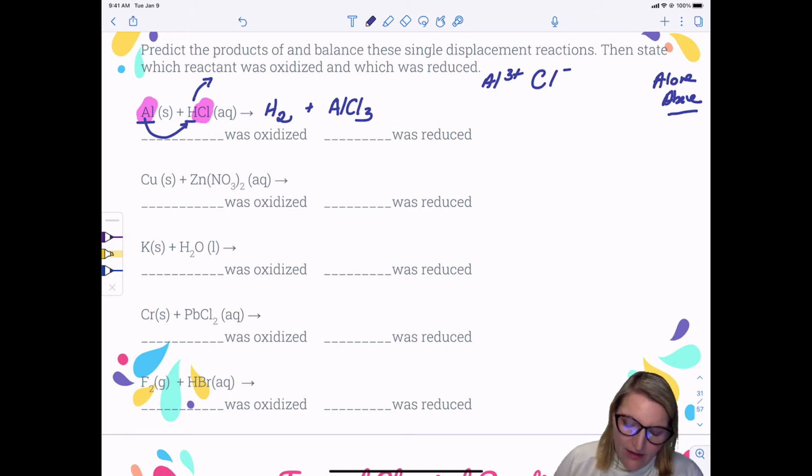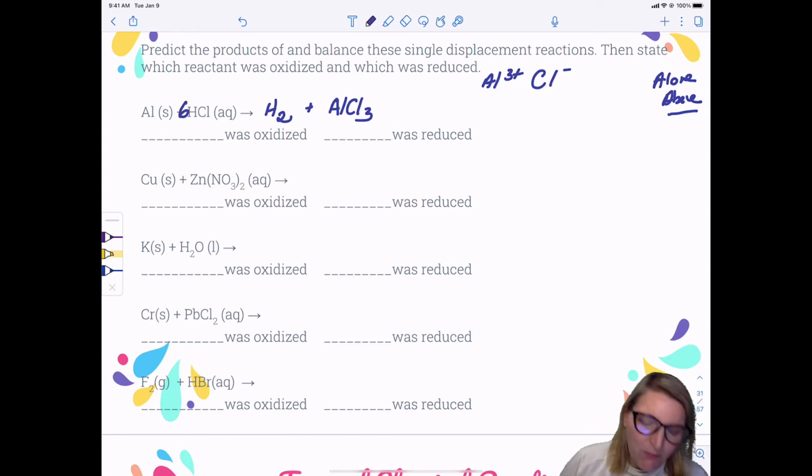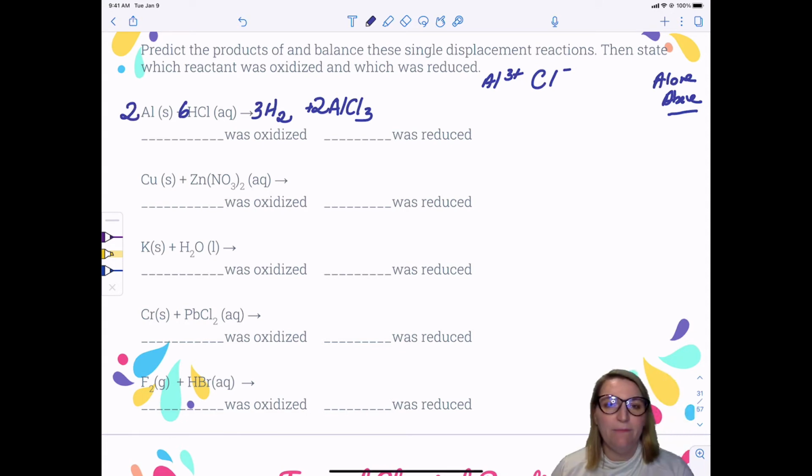I noticed that the hydrogen is 2 on the right side and chlorine is 3 on the right side, and they need to have the same coefficient on the left-hand side. That's the way I know I'm going to have to make them both 6. If I put a 6 here, then how do I get 6 hydrogen? Put a 3 here. How do I get 6 chlorine? Put a 2 here and then put a 2 here.